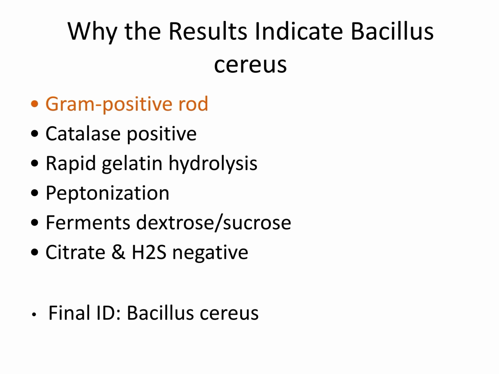So it had a gram-positive rod. It was catalase positive. It had rapid gelatin hydrolysis, peptonization, and ferments dextrose and sucrose. And citrate and H2S were negative. So I went with the final ID of Bacillus cereus.